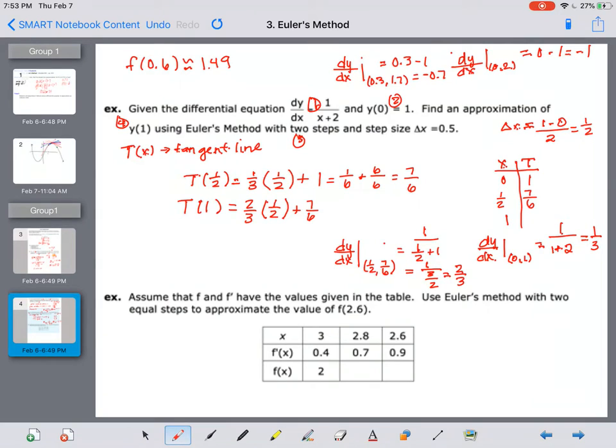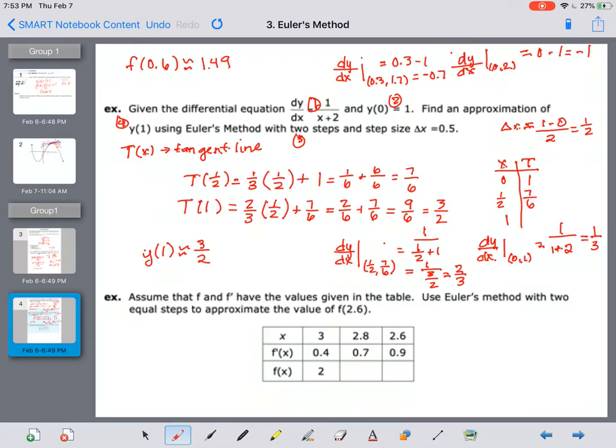Okay. So how nice is that? We wind up getting 2/6 plus 7/6, which gives us 9/6, which reduces to 3/2. Pretty nice. That kind of worked out nice for us. Interesting. So even the fractions were not a big problem in this one. So what that means for us is that our y of 1 is approximately 3/2. And there we have it.